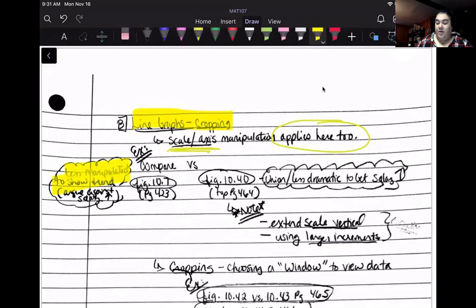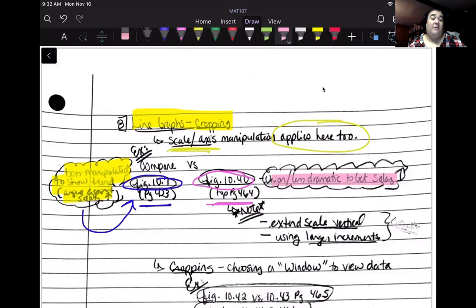And these are the graphs that we're going to look at. So we're going to look at 2 graphs. We're going to look at graph and figure 10.7, which is on page 423. This is the one that's less manipulated. And we're going to look at the graph in figure 10.40, which is on page 464. This one's the one that's more manipulated because the union is using this graph with the same information that's available to the administration of a particular school district to argue that teachers should get paid more, okay? Now, this is what's being manipulated, but we're going to come back and look at that in a minute.